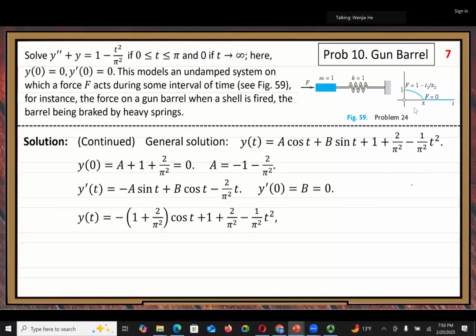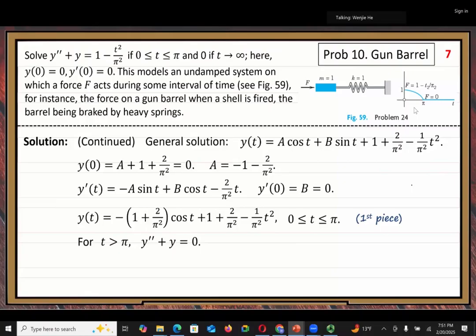Final solution, the explicit form is like that. But this solution is the part between t equals 0 and pi, that interval. Okay? After pi, your solution is different, right? The first piece is that. For the second piece, this time your driving force becomes 0.